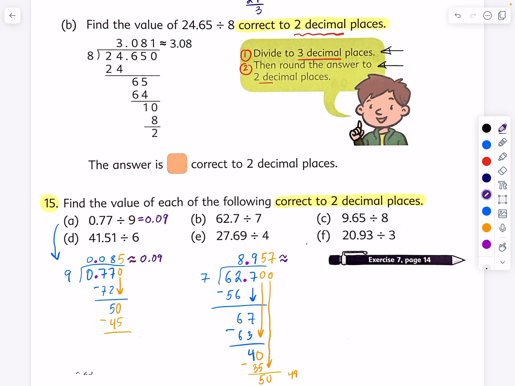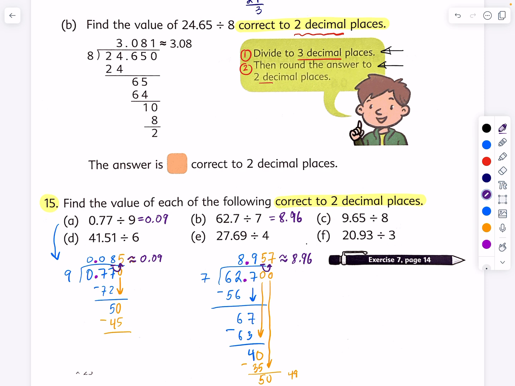8.957. Let's round it to two decimal places. We find the second place, look next door, find the 7, look next door, and we have 8.96. The quotient is 8.96. Let's do one more, last example.